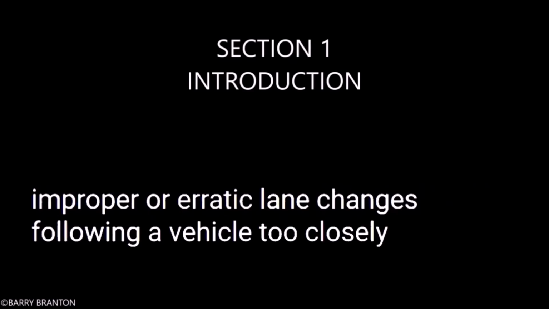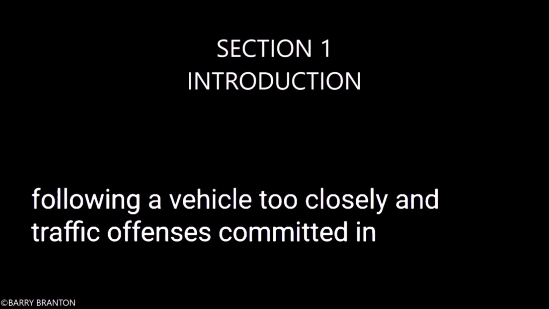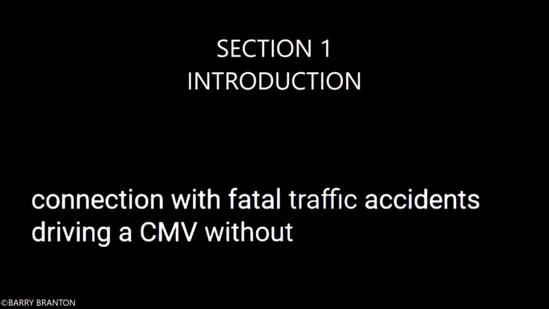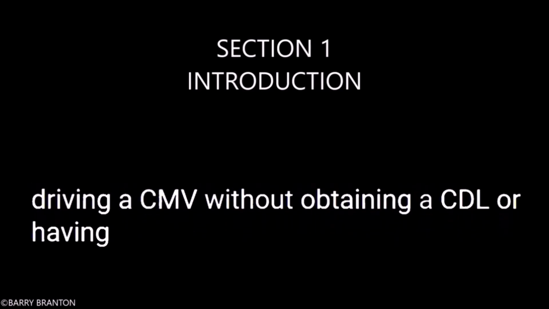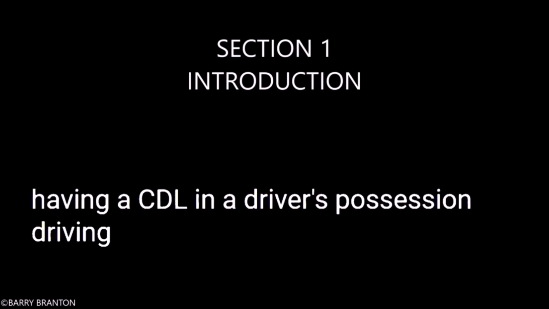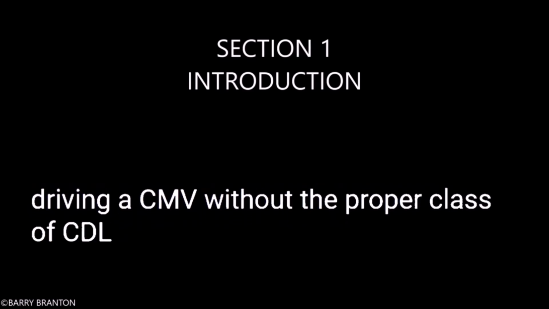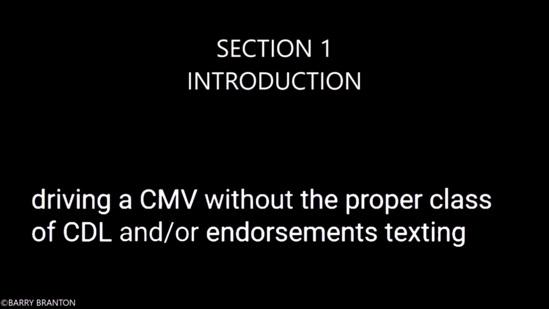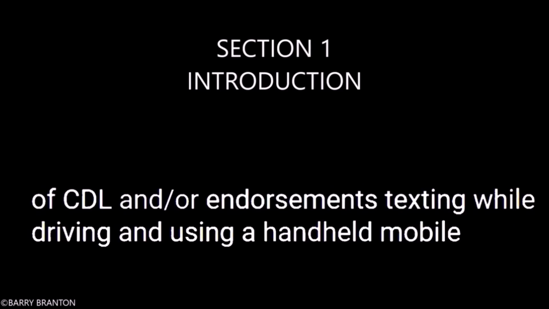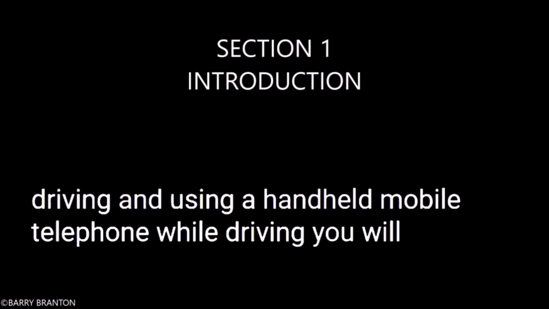1.2.3 Serious traffic violations. Serious traffic violations are excessive speeding, 15 mph or more above the posted limit, reckless driving, improper or erratic lane changes, following a vehicle too closely, and traffic offenses committed in a CMV in connection with fatal traffic accidents, driving a CMV without obtaining a CDL or having a CDL in the driver's possession, driving a CMV without the proper class of CDL and/or endorsements, texting while driving, and using a handheld mobile telephone while driving.